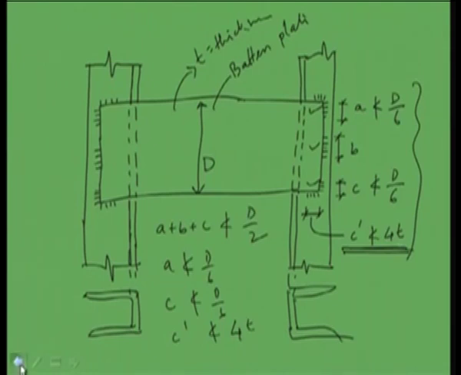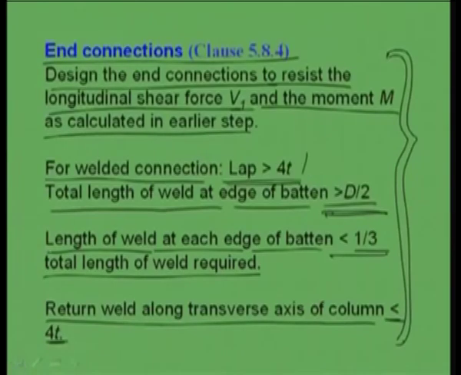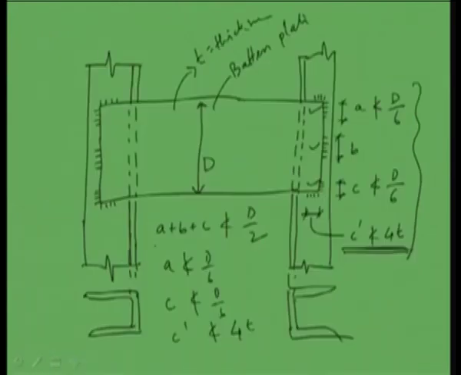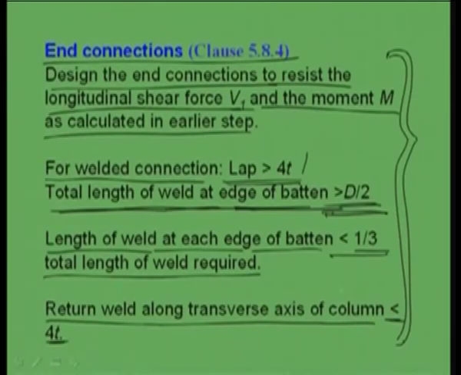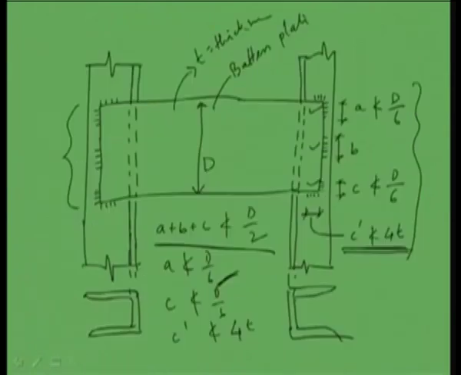C dash. Then another thing is that the total length of weld at the edge of the batten should be greater than d by 2. So the total length of weld at the edge, A plus B plus C, should be greater than d by 2. And A and C, the end returns, should be at least d by 6, that also has to be maintained. So with these codal provisions, we have to design the weld connection for the batten plate.